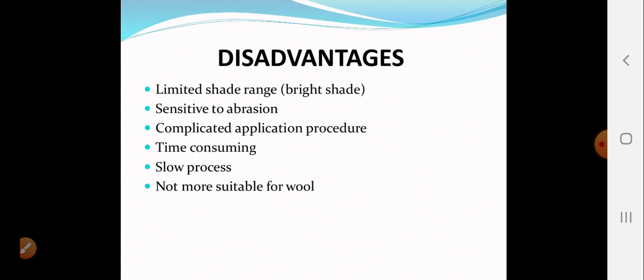Disadvantages of this type are limited shade range, bright shades are missing, sensitivity to abrasion, complicated application procedures, and it is a time consuming, slow process, and not very suitable for wool. So yes, it is used for wool as well, but other types of dyes are better. Or we can say this type of dye is not really as suitable for wool as it is for other fibers.